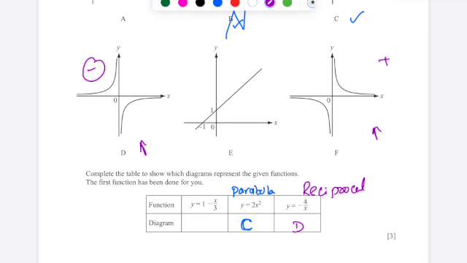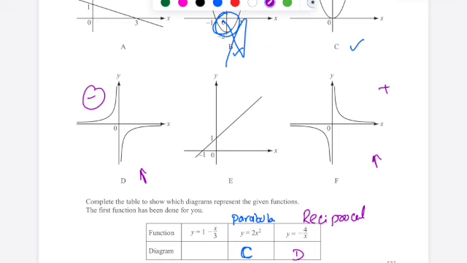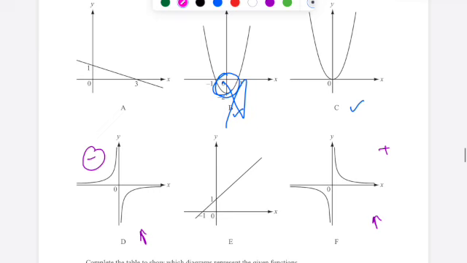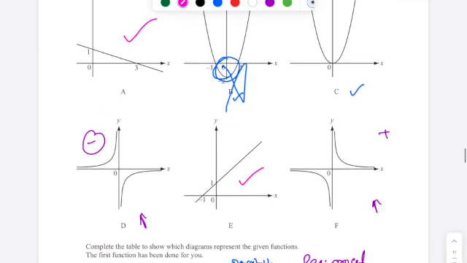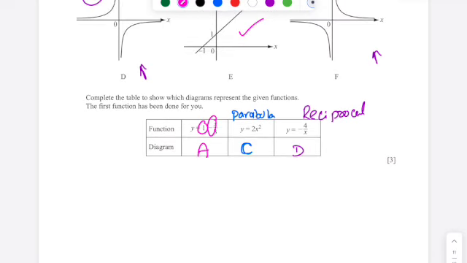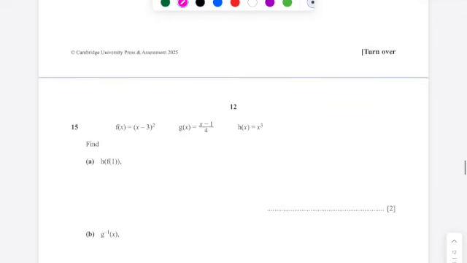Then 1 minus x upon 3. So we can clearly see that the y-intercept is 1. The y-intercept is 1 over here and over here, A and E. But the slope is negative, minus 1 upon 3. So minus 1 upon 3 means it is coming down. So it has to be A. That's going to be the answer. So this is a straight line. So straight line, parabola and reciprocal graph.